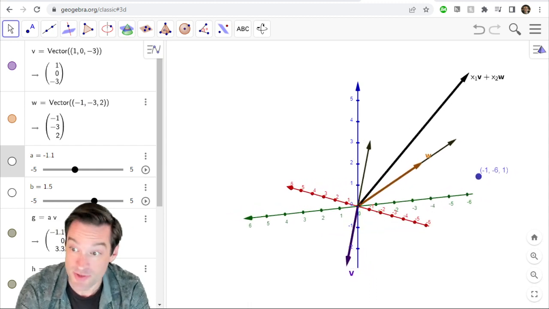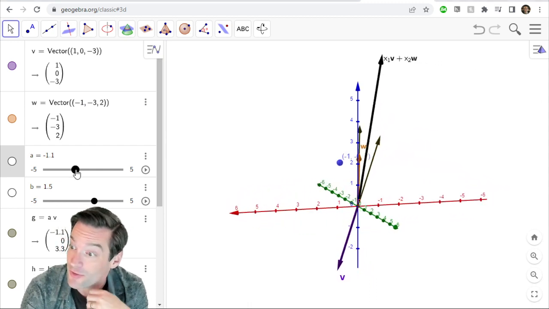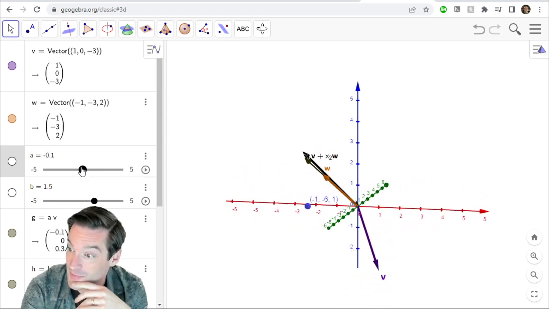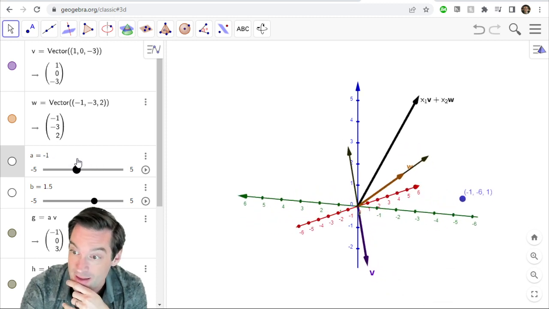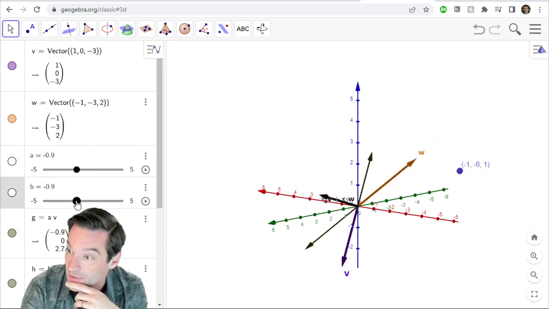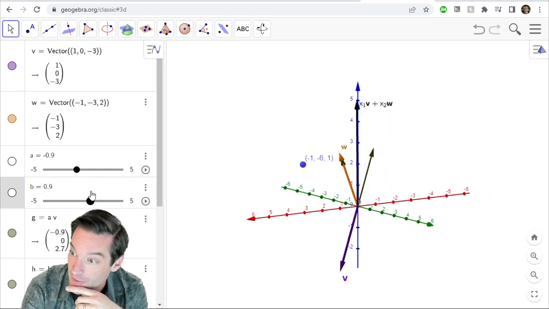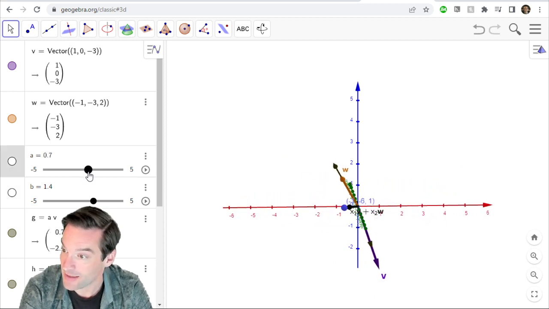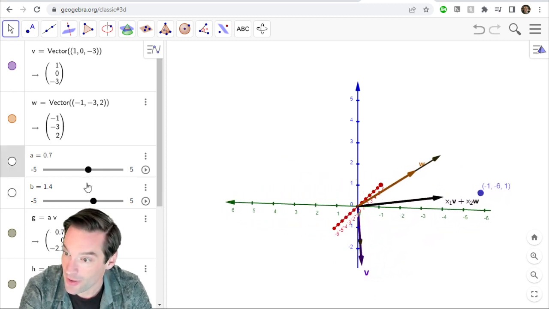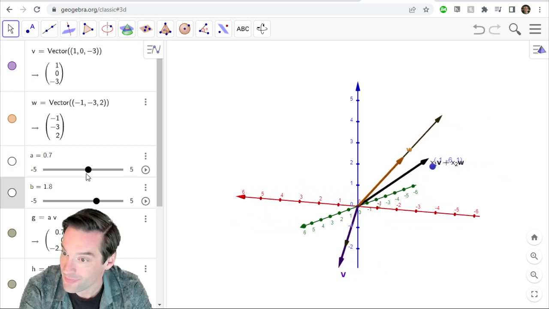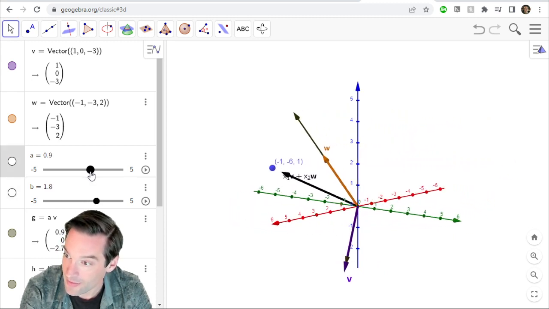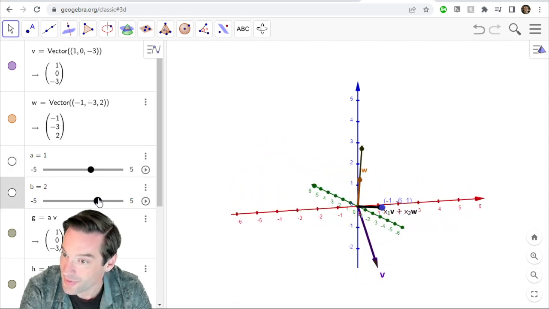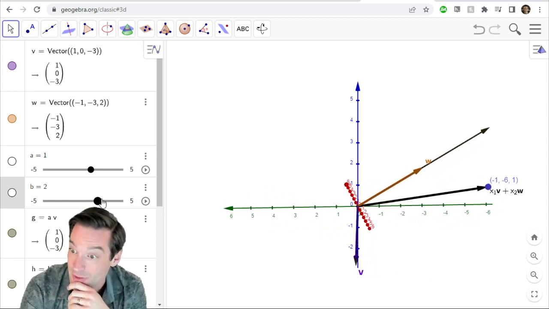And the picture in 3 dimensions, just as in the picture in 2 dimensions, looks the same. The question we're asking here is, is it possible for me to take a scalar multiple of one vector, my v vector that's right here, and a scalar multiple of my other vector, my w vector, and add those scalar multiples together? And when I add those scalar multiples together, the result, which is the black vector on here, is exactly equal to the 1, negative 6, 1 that we're trying to get to. So is it ever possible for me to exactly hit that blue point with some linear combination of the two vectors that we started with?